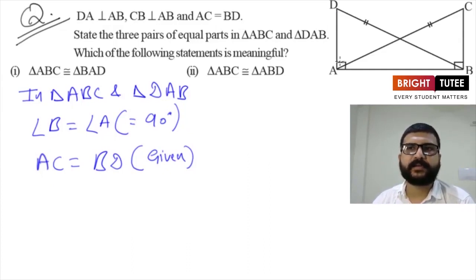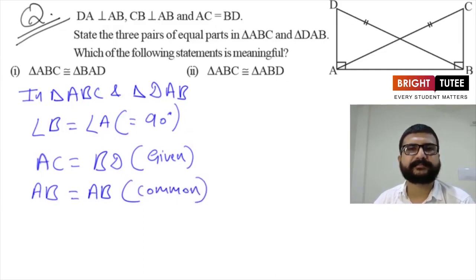Just observe carefully these two triangles. For triangle ABC, one of the sides is AB, and for triangle DAB, one of the sides is AB. So it means AB is the common side for both the triangles. So we can write it here. AB is equal to AB. It is common in both the triangles. So these are the three pairs of equal parts in triangle ABC and triangle DAB.